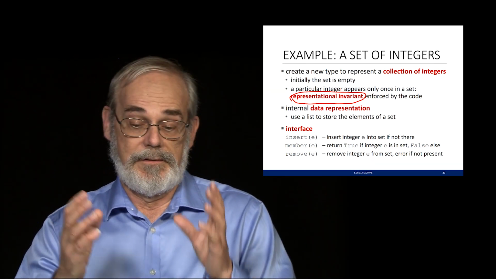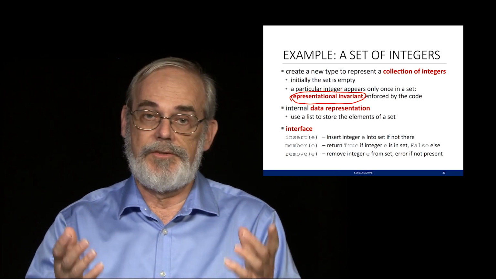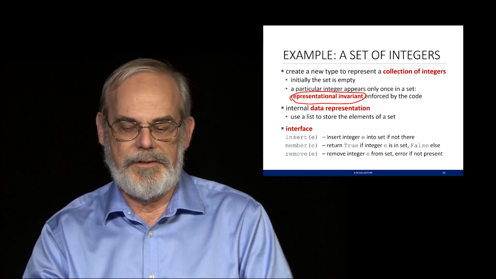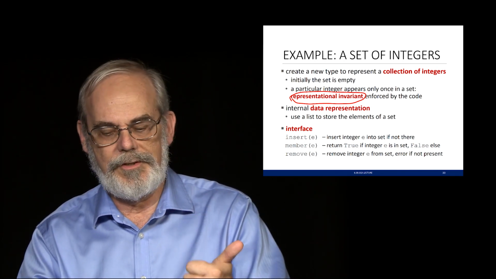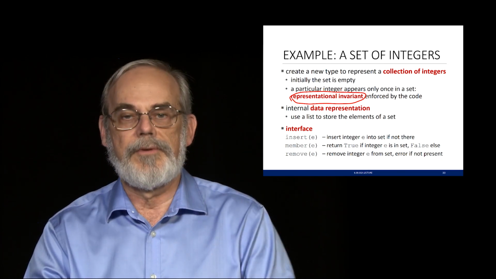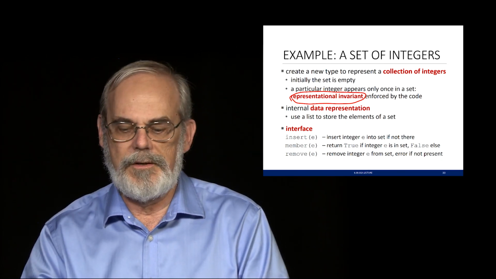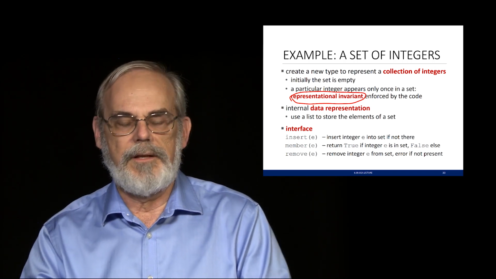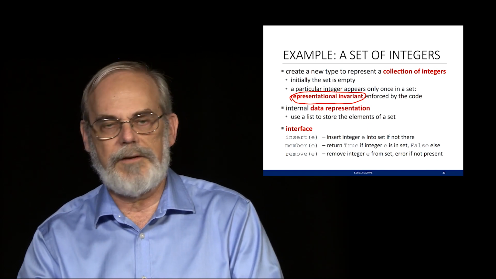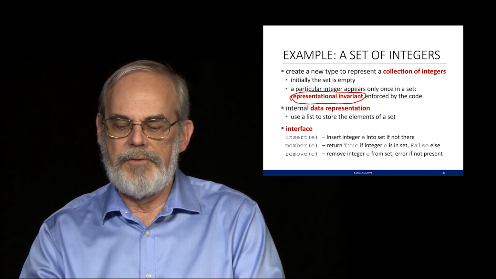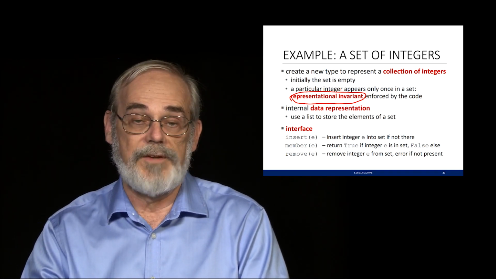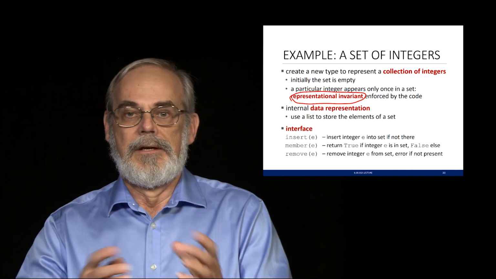I need two pieces. Data representation, I'm just going to use a list to store the elements of the set. And I need an interface. How do I interact with this? And for that, I'm going to have the ability to insert an element, the ability to check if an element is there, and the ability to remove an element. And the description is exactly what you expect. Insert's going to put that element into the set if it's not already there. Member will tell me true if in fact an element's inside the set. And remove will take the element out of the set and complain if I try to take something out that wasn't already inside of the set. Again, a bunch of words.